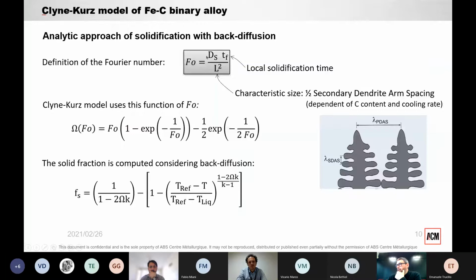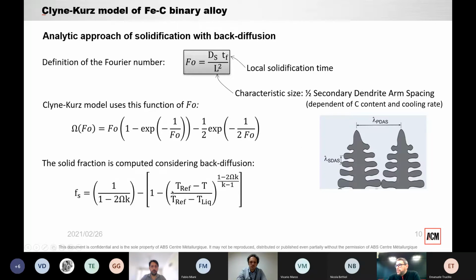So a way to assess the influence is to work on the Fourier number. So this number is here. It involves the diffusion coefficient, the local solidification time, which is linked to the cooling rate, and a characteristic size, which is often taken as half the secondary dendrite arm spacing, which is represented here.